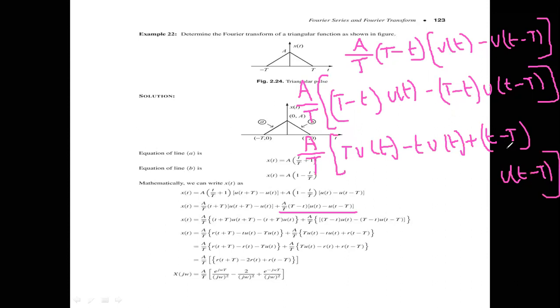Why I take the common means in the parenthesis of the step function there is a t minus T. Here also you get it is a t minus T. Take the minus as a common, it becomes plus t minus T. Okay.